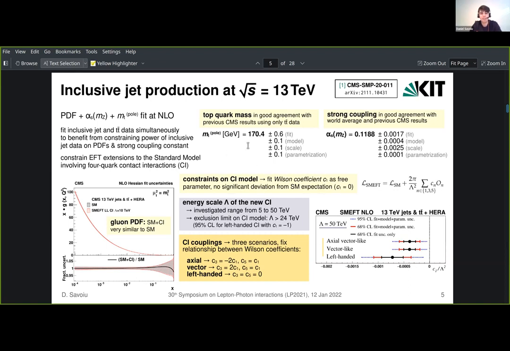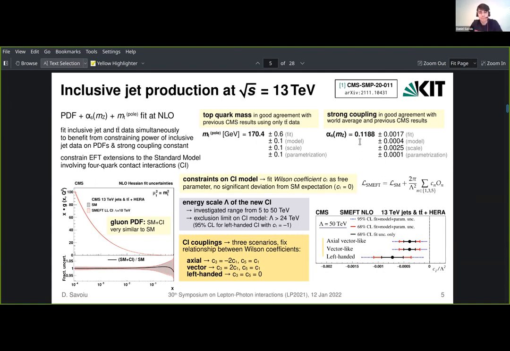So you see that these results are also in nice agreement with what is expected for the top mass, and with previous results. There's compatibility with previous results obtained by CMS using only the TT bar data, and the strong coupling constant value doesn't change that much compared to the PDF plus alpha S only fit.